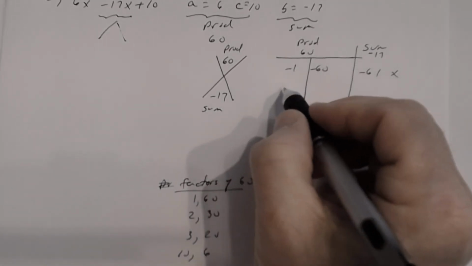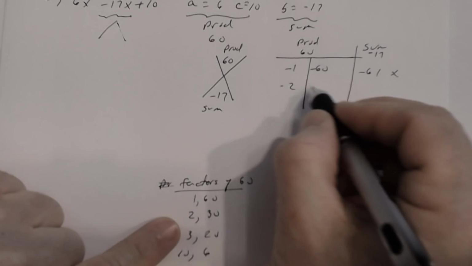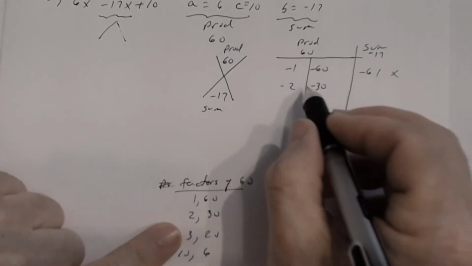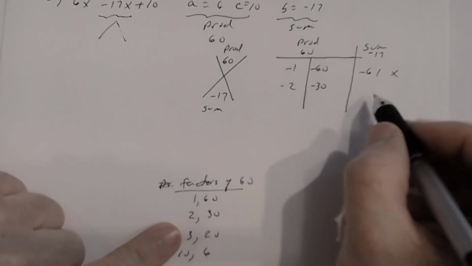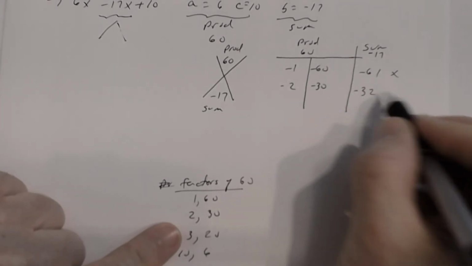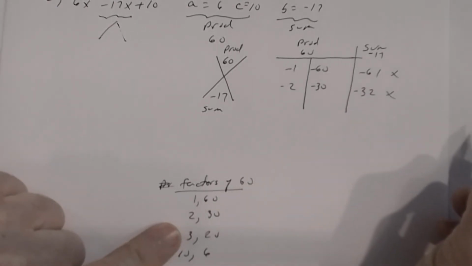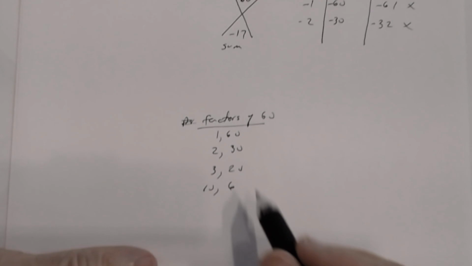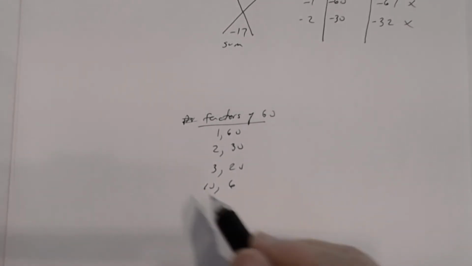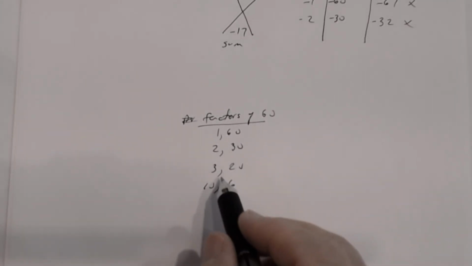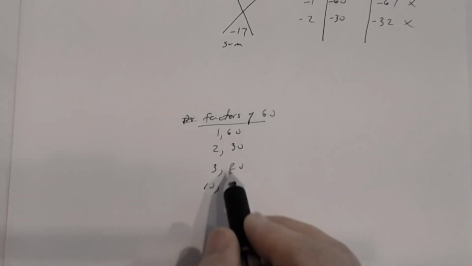All right. So we know, for example, that negative 2 and negative 30 won't work, because although their product is a positive 60, the sum is a negative 32. So that didn't work. Okay? So then you go through the process. You keep going through here. So you think about factors of 60. So you can look at this and notice that these won't work.